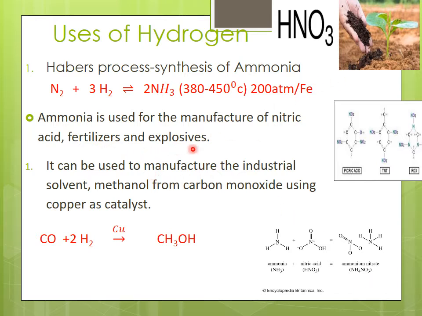The next one is explosives. For explosives, there are 3 I have written here: picric acid, TNT and RDX. In all of them nitrogen is present, and these explosives are prepared by using this ammonia. Then, an important one, it can also be used to manufacture an industrial solvent called methanol. This methanol is obtained from water gas. You know the formula of water gas, it's nothing but carbon monoxide and hydrogen. The other name of this water gas is syngas.